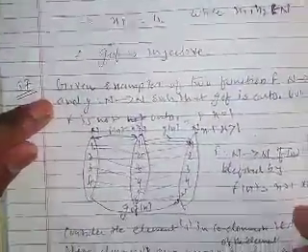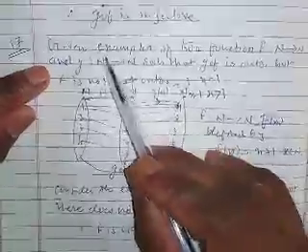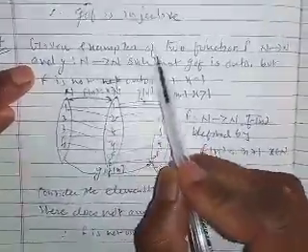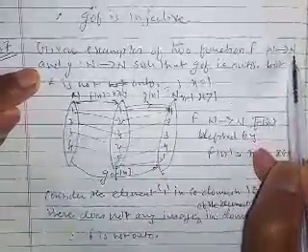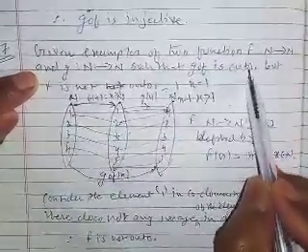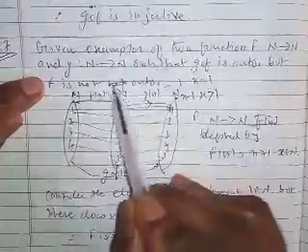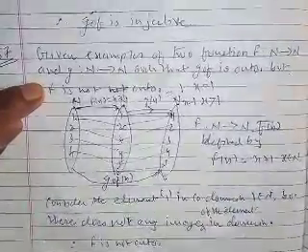Okay, now let's move to the 7th question. This question is very interesting. Give an example of two functions f: N to N and g: N to N such that GOF is onto, but f is not onto.